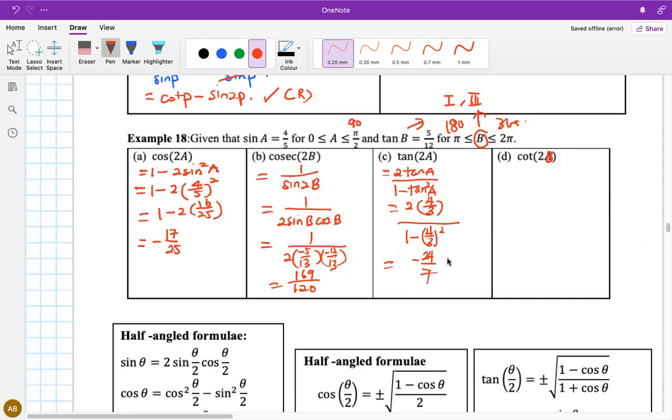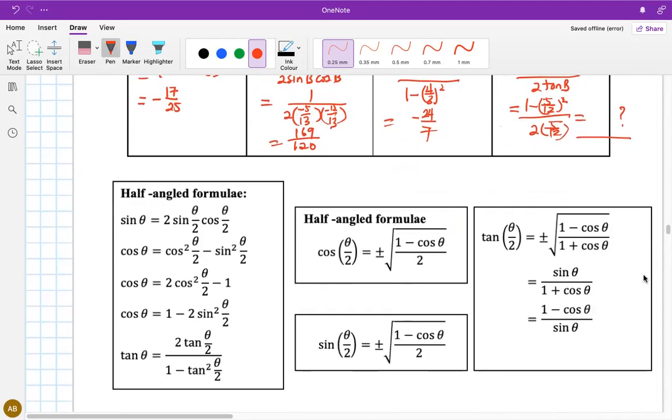Okay. And then the last one is cot 2B. Cot 2B is 1 over tangent 2B. So this one is the reciprocal of that, meaning 1 minus tangent square B over 2 tangent B. So what is tangent B? It's 5 over 12. So 1 minus 5 over 12 squared, over 2 times 5 over 12. So you use your calculator, you should be able to get the answer here. Okay, so do it by yourself.